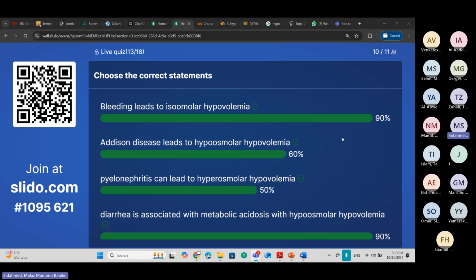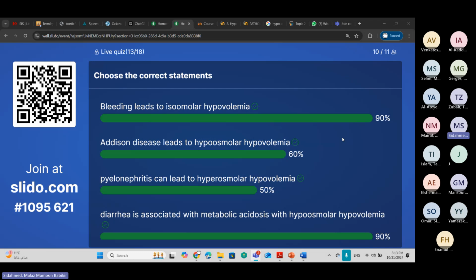Diarrhea basically is increased intestinal flow. So you're losing bicarbonate. So this is metabolic acidosis, which is defined as decreased bicarbonate. And you also lose isosmolar fluid. And again, by the compensation of RAS and ADH, it leads to hypoosmolar hypovolemia.